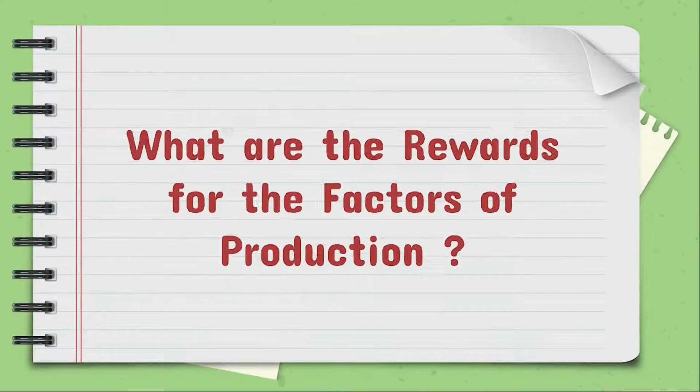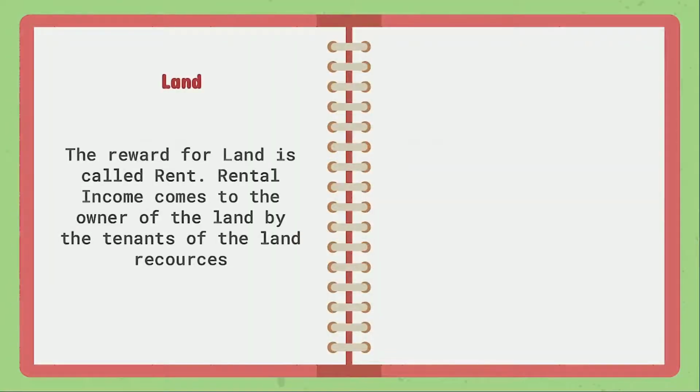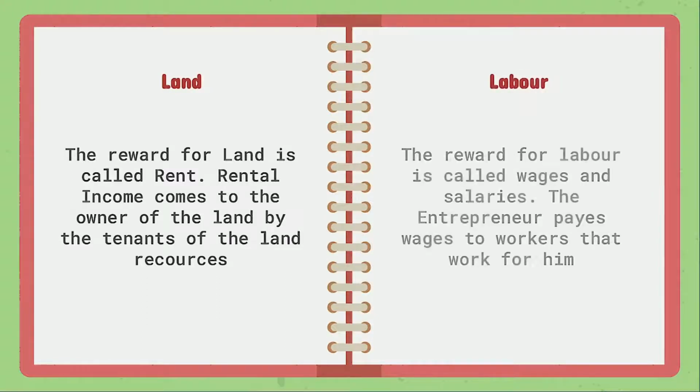What are the rewards for the factors of production? Let's look at the land. The reward is rent. The owner of the land receives rental income from the tenants of the land resources. The reward for labor is wages, salaries. The entrepreneur pays wages to labor to work for him.